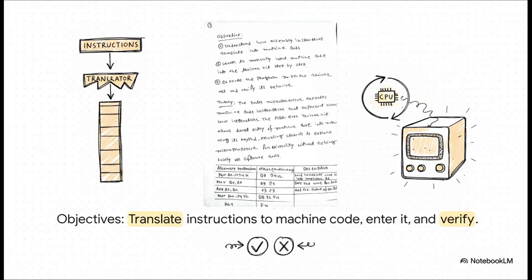And his goals, written right here in the report, were crystal clear. First, he had to figure out how to translate some basic instructions into the machine's numerical language. Second, he had to physically punch that code in, one number at a time. And third, the moment of truth. Run the program and see if it actually did what it was supposed to do. A simple challenge, but a really fundamental one.